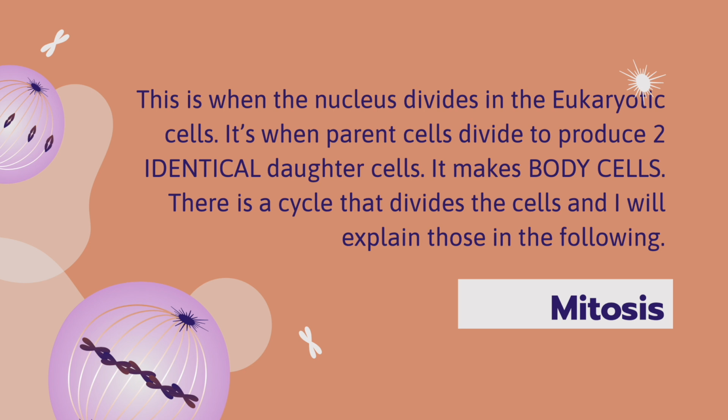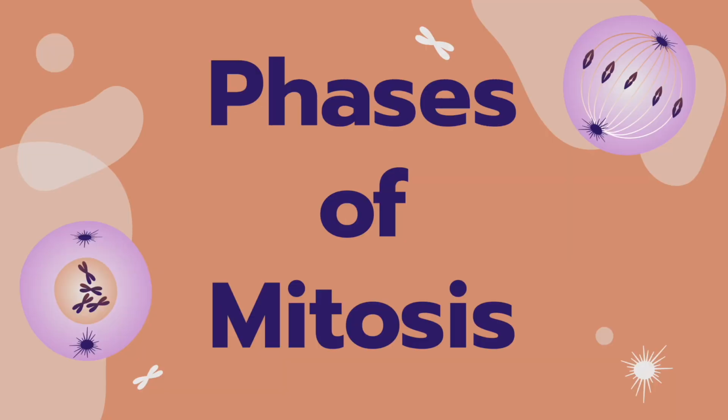Mitosis. This is when the nucleus divides in the eukaryotic cell. It's when parent cells divide to produce two identical daughter cells. It makes body cells. There is a cycle that divides the cells, and I will explain those in the following.